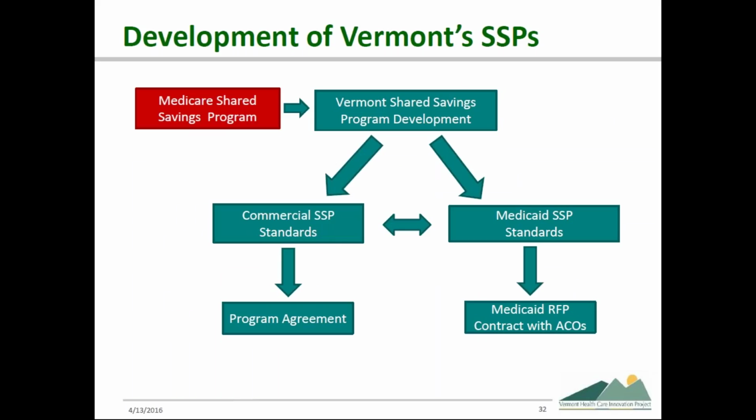When developing standards for both the Medicaid and commercial shared savings programs, we really sought to align with the framework established by CMS for the Medicare shared savings program to the extent possible. So we can view the MSSP, therefore, as our starting point, indicated on this slide by the red box. The Medicaid and commercial shared savings programs were developed in tandem, sharing common elements with each other and with the Medicare Shared Savings Program. Each of them were tailored somewhat to meet the specific needs of the unique beneficiary populations being served.